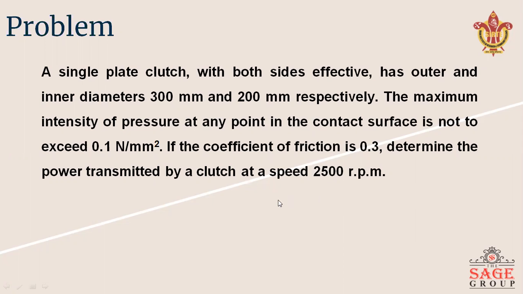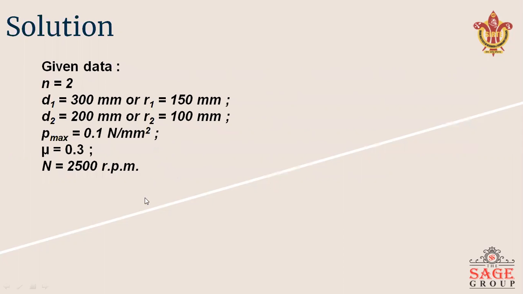So now we will start to solve this numerical problem. First of all, we have to write the given data. So this is the given data. N is equal to 2 because N is the number of pairs of contact surfaces for the single disc clutch. And these are the outer diameter and inner diameter, which are already given in the question.